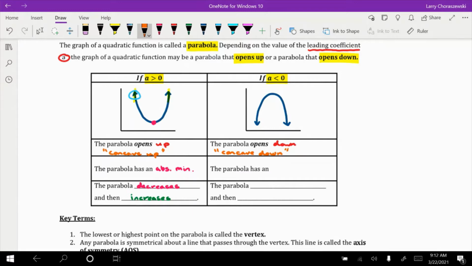Now, whereas our first parabola had an absolute minimum, this parabola, the one that opens down, is going to have an absolute maximum because there's a highest point on it. So we'd say this has an absolute max. And if you start on the left end of the graph and you trace your finger along the parabola going from left to right, you would find that the parabola begins by increasing. So the parabola increases and then decreases. So far, so good?